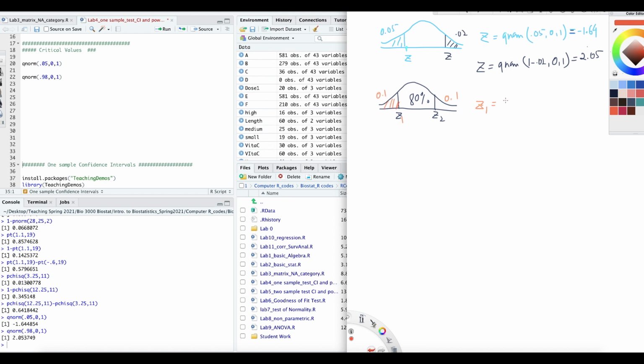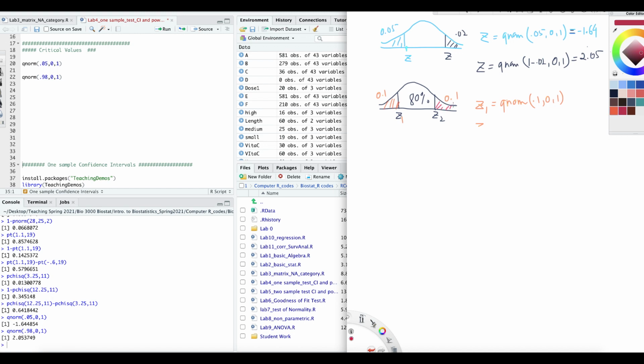G1 will be again Q norm, because if you are asked to find out G values or T value or the chi-square value, always use Q. If you are asked to find out the probability or the area, always use P norm, or PT or P chi-square.